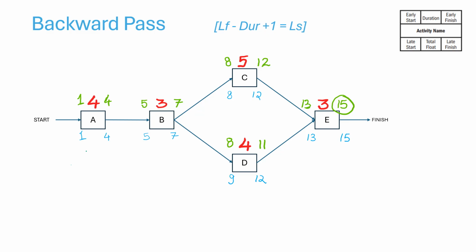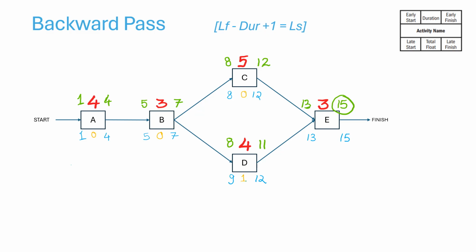Now, let me also calculate the total float for each individual task. If you remember, the total float for any task would be the difference between the late start and the early start. Okay, so 1 minus 1 is 0. This has a 0 float. And here also it is going to be 0. 8 minus 8 is 0. However, 9 minus 8 is 1.